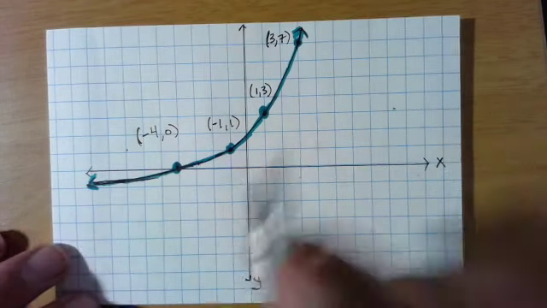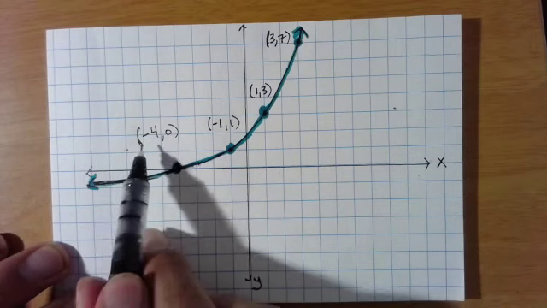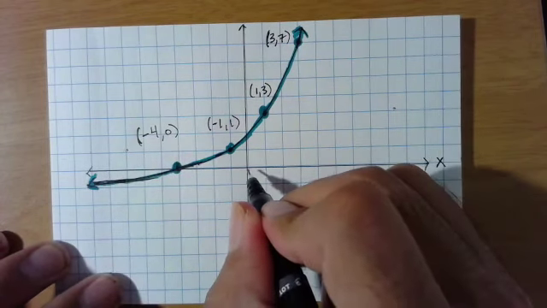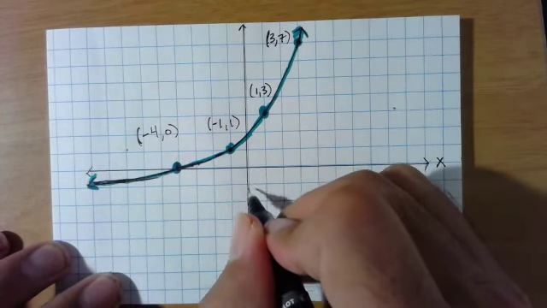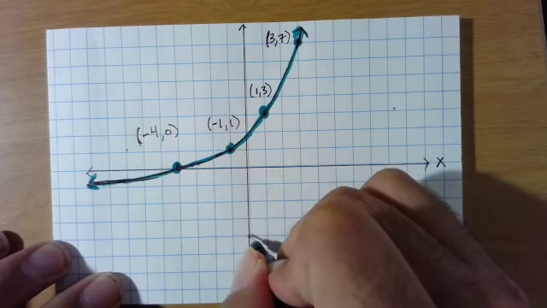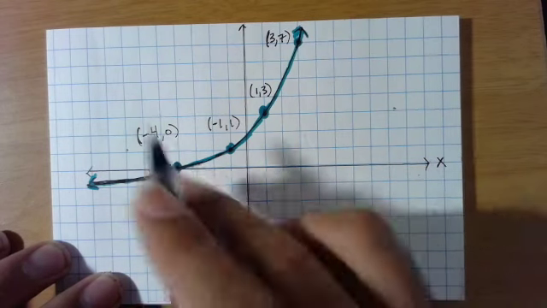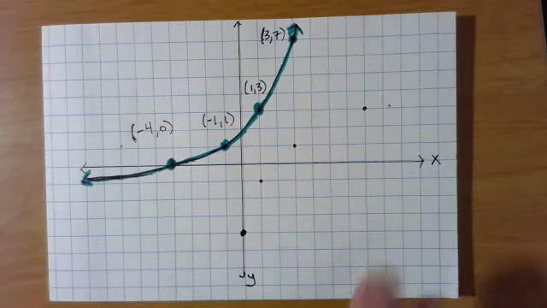Again, I'm going to start with this one, and I'll do the rest on my own. So negative 4, 0 becomes, if I swap those, 0, negative 4. Negative 1, 2, 3, and 4. So that would be the inverse of this coordinate point here.